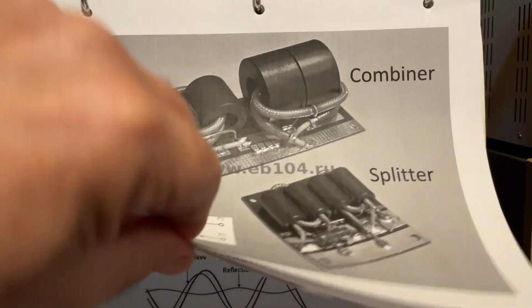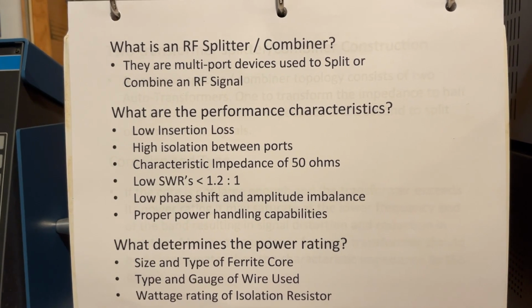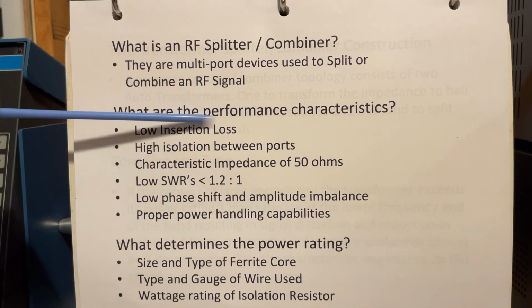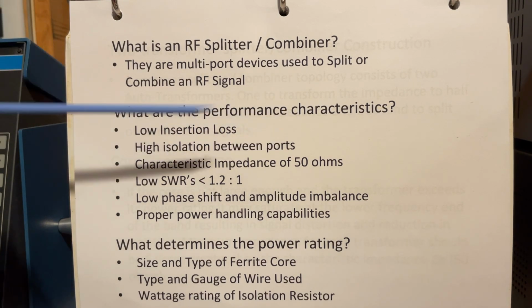So let's talk a little bit about what this is. We already said that RF splitters and combiners are basically multi-port devices that can be used to split or combine an RF signal. So any splitter can be used as a combiner and any combiner can be used as a splitter in most cases. And the performance characteristics for this technology, we want to have a low insertion loss. We're going to be demonstrating that on the Nano VNA, so we'll talk about what insertion loss is.